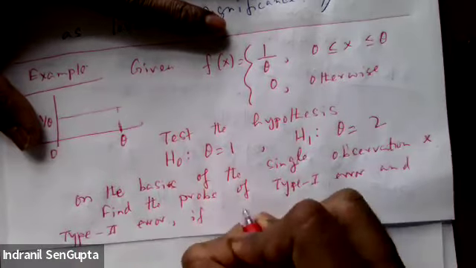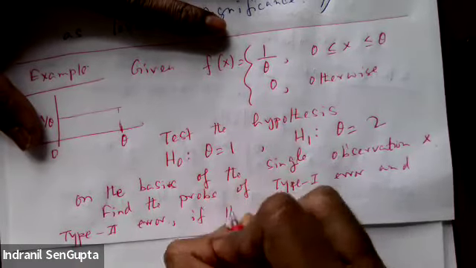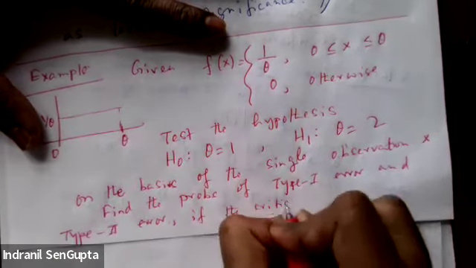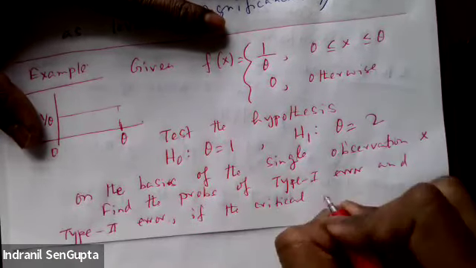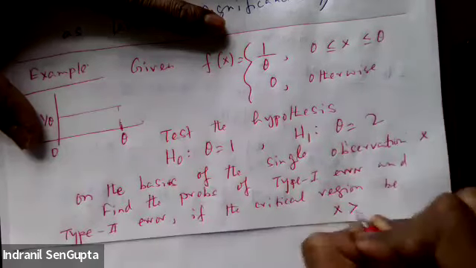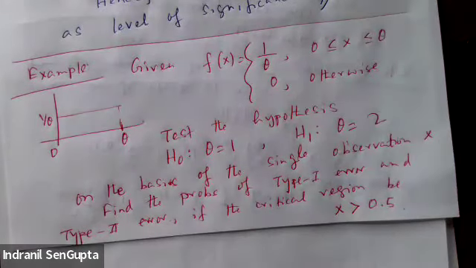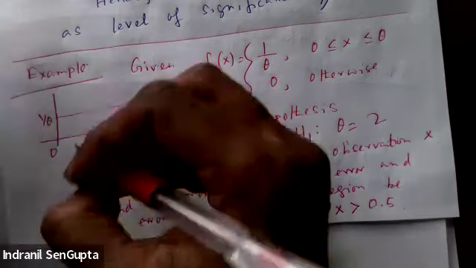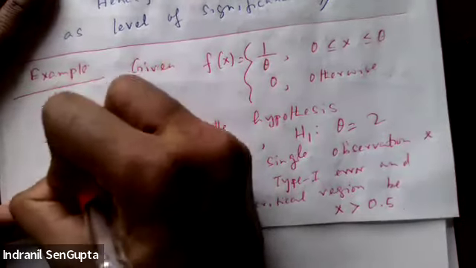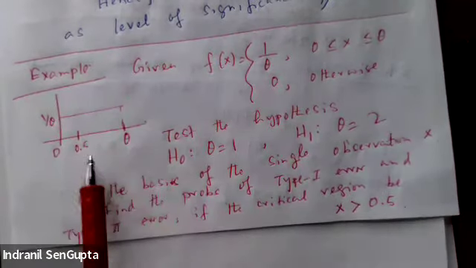If the critical region Bx is more than 0.5. So we are specifying a region where we'll reject the hypothesis, which is a critical region. So maybe x equals 0.5 is somewhere. Please note that this theta can be more than 1. Okay, so it can be anywhere.